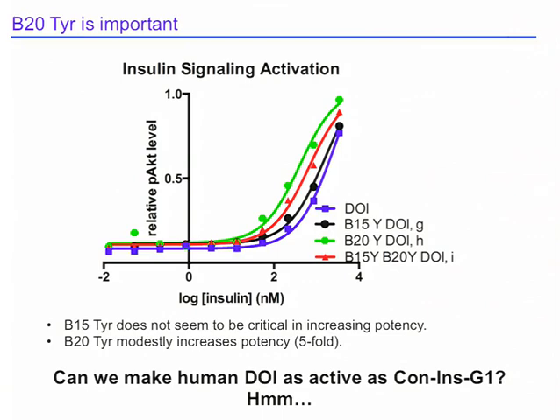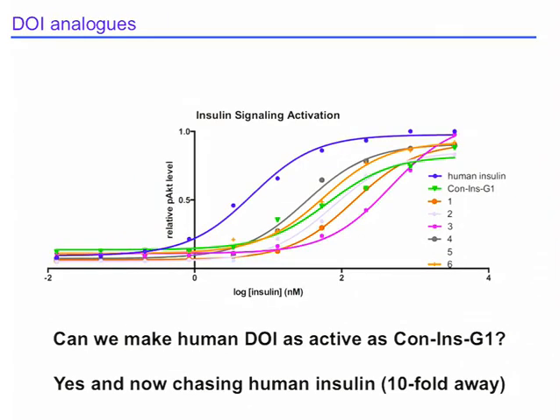So here, I'm going to show the last data slide. I am not allowed to show you the sequence here, but what we can see is we can indeed make DOI as good as snail insulin, and actually better than the snail insulin now. These are purely medicinal chemistry protein efforts to change the sequence of DOI. So you can see that we have a series of analogs here. The green one is the snail one. Some are better than the snail one, some are weaker. So now we are somewhere around 10-fold away from doing it.